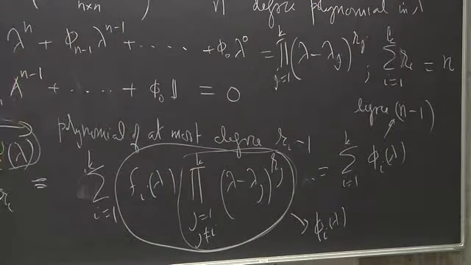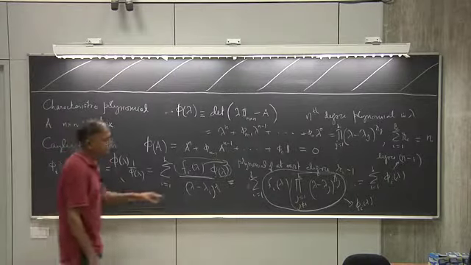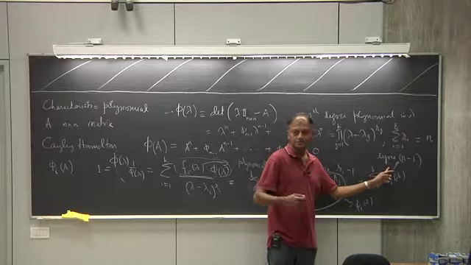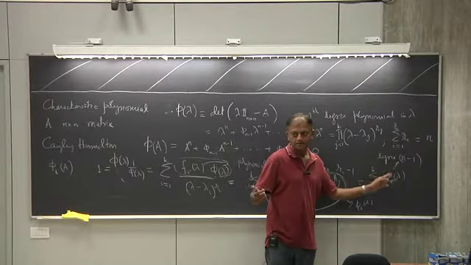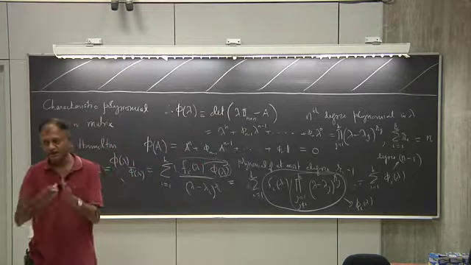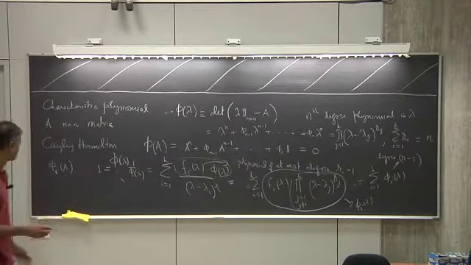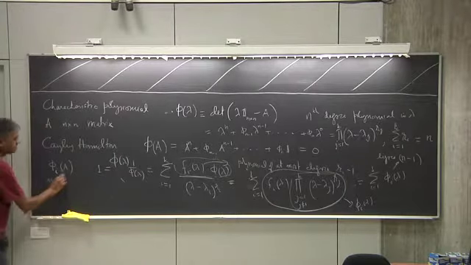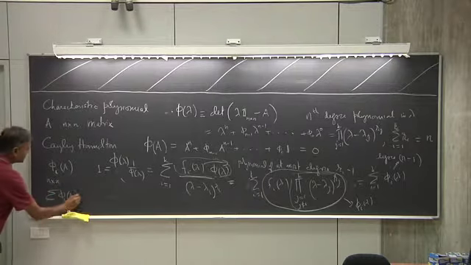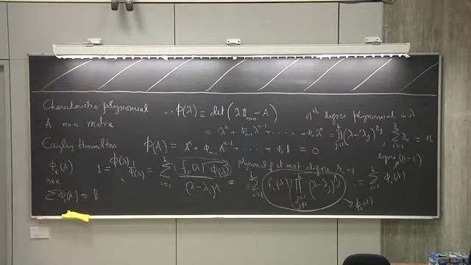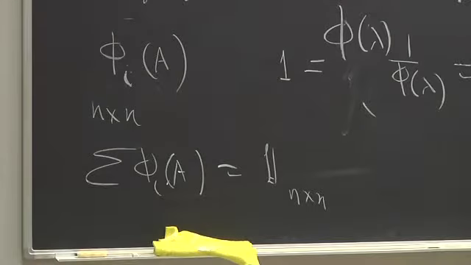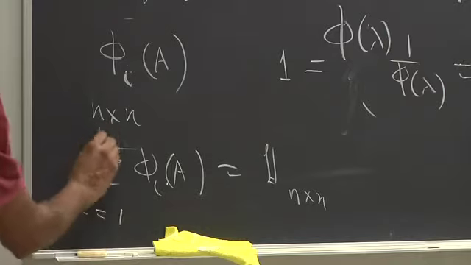Okay. Then once again, you define phi_i of A by just replacing wherever you see lambda in this polynomial, you replace lambda by A. Okay. So that's going to give me again some n by n matrix, because A are all n by n matrices, right? So this will be some n by n matrix, and what this identity is saying is that the sum of phi_i of A, i equal to 1 to k, is equal to the n by n identity matrix.